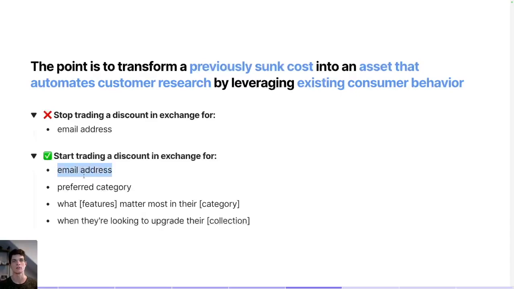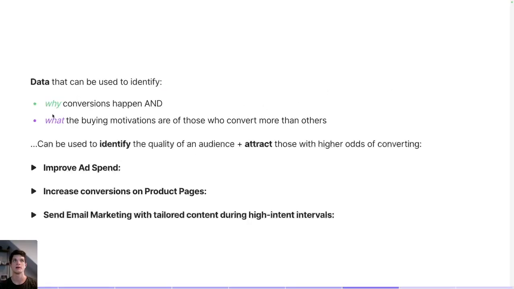An email or a phone number on its own does not tell you why people are purchasing or why someone is more likely than someone else to purchase. Data that can be used to identify why conversions happen and what the buying motivations are of people who convert more than others is data that can be used to identify the quality of an audience and attract those who are more likely to convert.